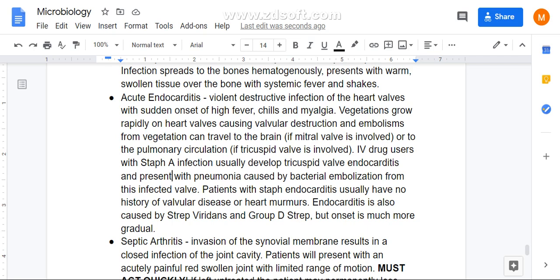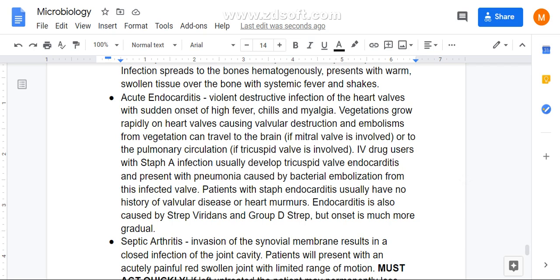And this one is worse than the strep, right? Because the strep viridans was subacute bacterial endocarditis. This one is acute endocarditis. So it's a lot more destructive, and a lot more dangerous. And just to remember, if the mitral valve is infected, it's going to affect the brain. If the tricuspid valve is infected, it might affect the pulmonary circulation of the lungs, right?